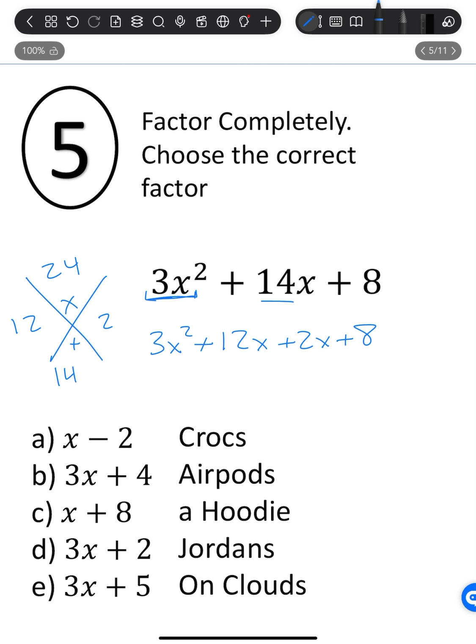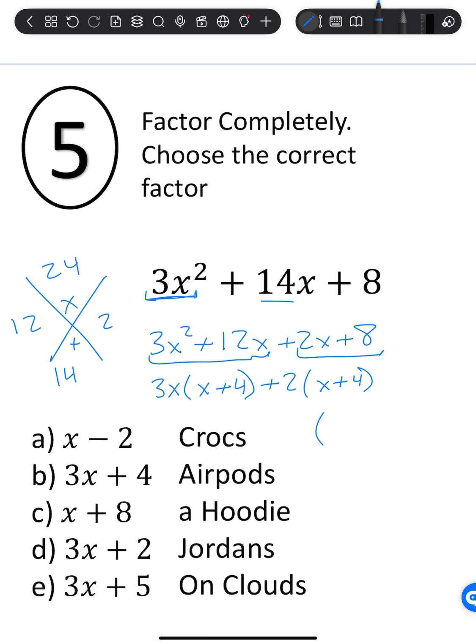From there, what we have in common from the first two terms is 3x. Taking 3x out, we are left with x plus 4. Plus, as these last two have 2 in common, take 2 out, leaving x plus 4. And then you should get x plus 4 times 3x plus 2.